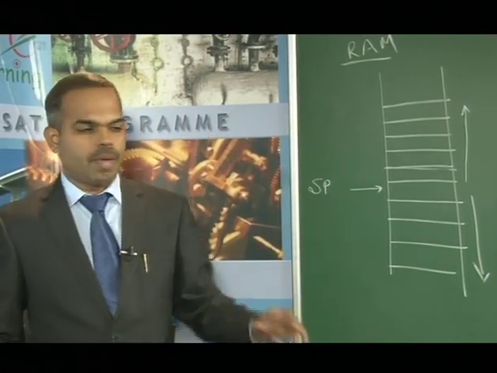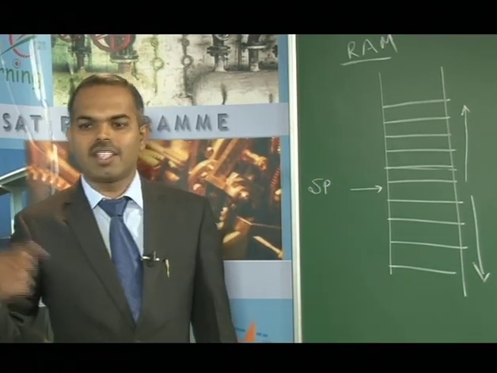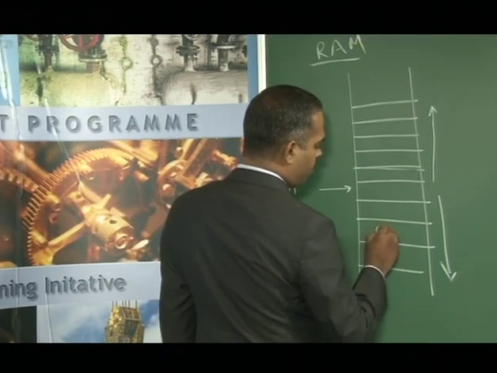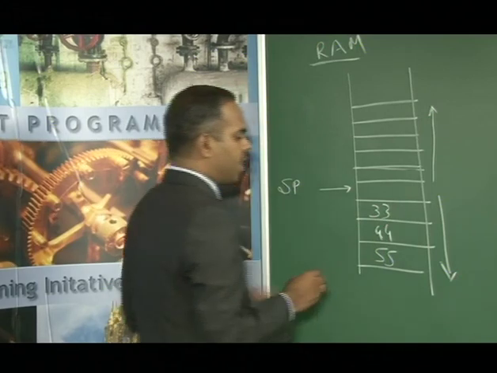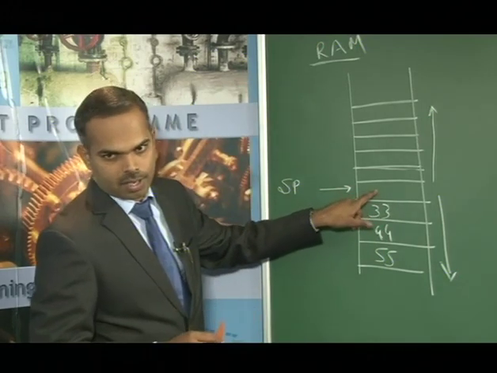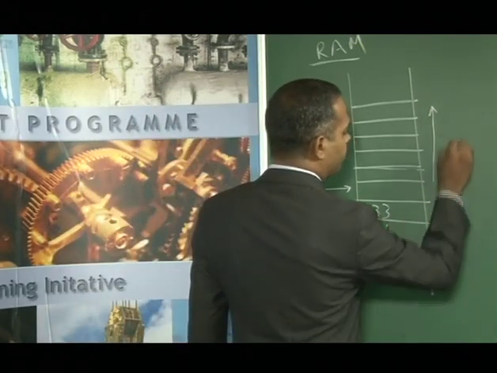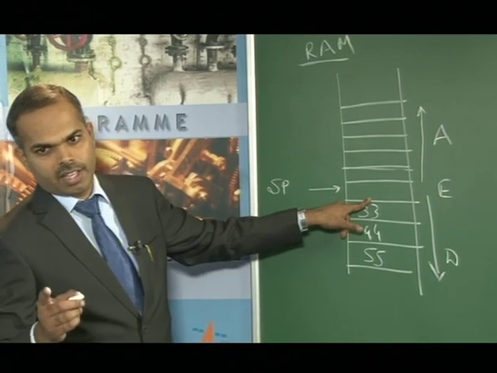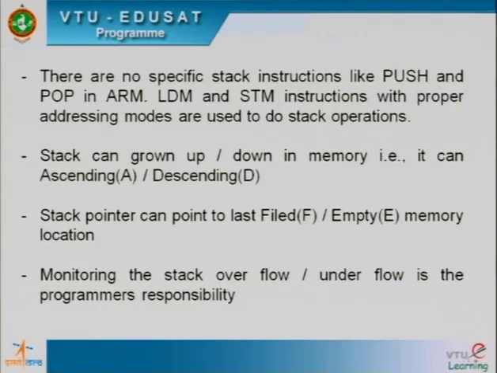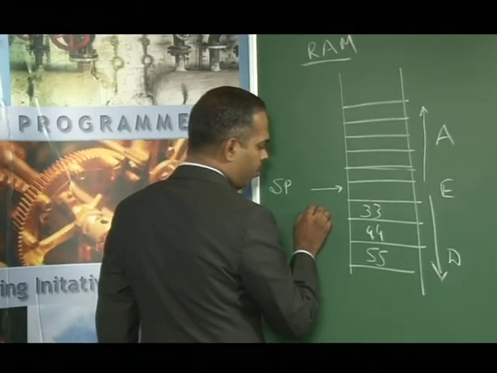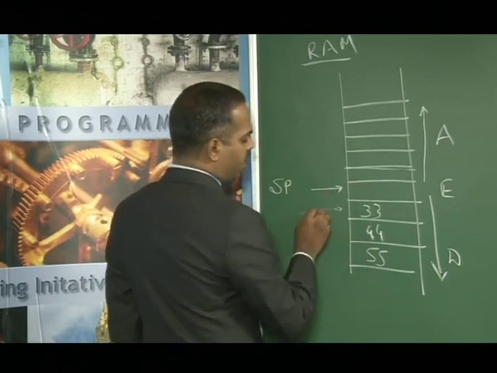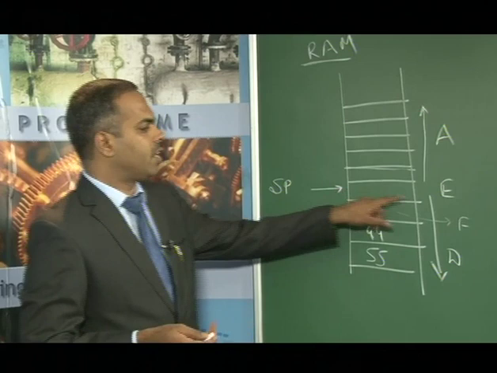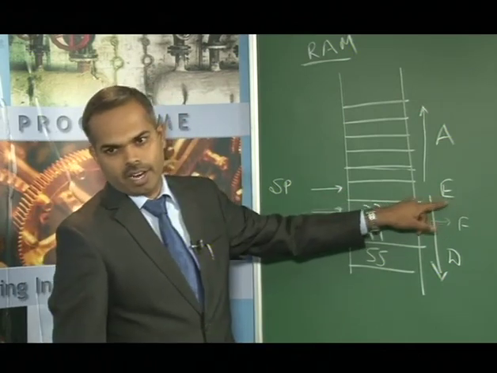Here, there is an option. You can make it point to the last filled memory location or the last empty memory location. Let's assume we have stored some values in the memory, that is 55, 44, 33. If my stack pointer is pointing to the next free memory location, then we will call it empty. This is ascending, this is descending. Now it is pointing to the empty memory location. You can make the pointer point at 33 or at the next memory location. It is an option. If it points here, we will call this F, that is, filled memory location. If it is pointing to the free memory location, we will call it E, an empty memory location.